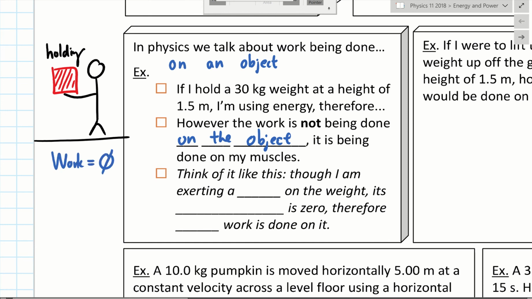There's 0 energy transfer between you and the object. You have to pick up something or throw something in order for work to be done. So you're not transferring your energy into the box by just holding it. You're just holding it there.